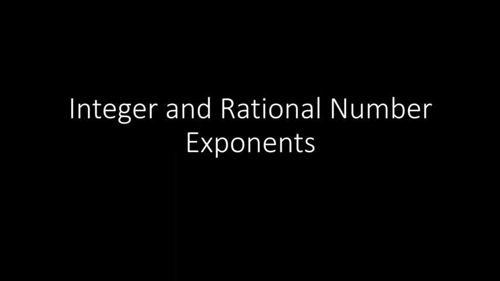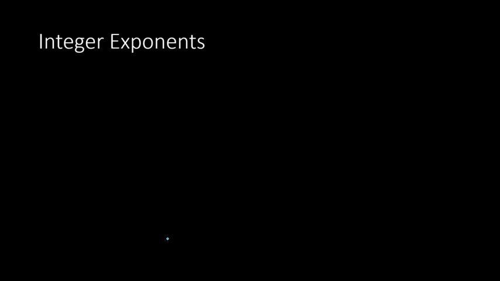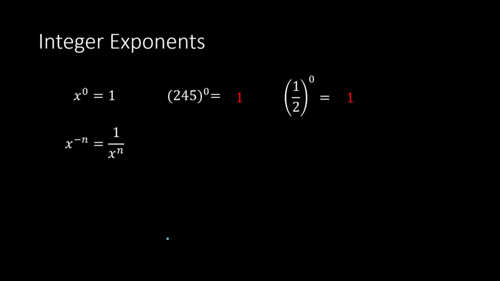In this video, we will learn about integer and rational number exponents. So beginning with integer exponents, we start off with anything to the 0 power. And anything to the 0 power will always equal 1. It could be a variable such as x to the 0 power, that will equal 1. It could be a number like 245 to the 0 power, that would also equal 1. It could be a fraction to the 0 power, so like 1/2 to the 0 power, that would still equal 1.